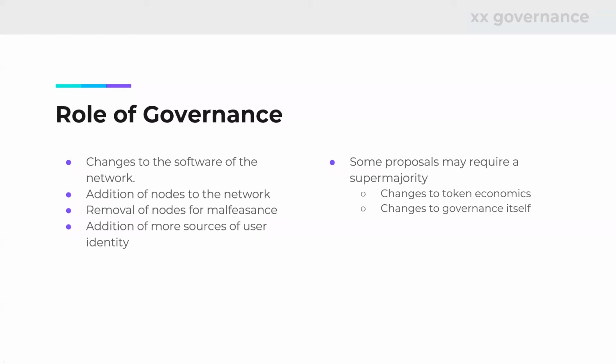So here we're just showing the role of governance in our system, the type of changes that we envision will probably take place. We will be adding new nodes, removing nodes, adding more sources of user identity, even potentially changing the software of the network. And the proposals that take place in the platform actually change according to the importance. So we might have to apply changes to token economics, changes to governance, and the platform supports all of these changes. Let's go to the next slide.